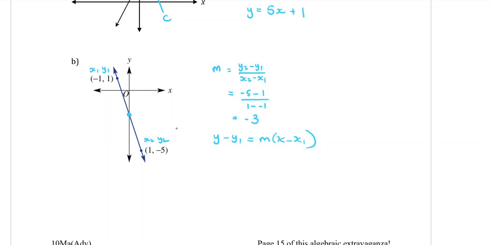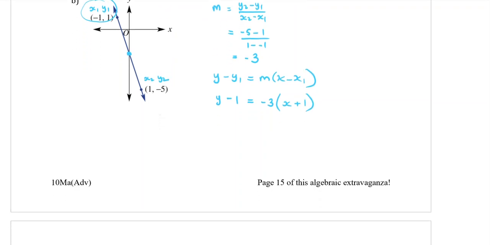Okay, so subbing in, I'll use the same x1 and y1 that I have up here. I'll have y minus y1, which is 1, equals m, which is minus 3, bracket, x minus x1, which is minus 1. So 2 minuses makes that plus 1. Okay, now to get this looking a bit nicer, we're going to expand out the right-hand side, which is negative 3x minus 3, and then the negative 1, we're going to move that across the other side. So y equals minus 3x. When I add 1 to the minus 3, I get negative 2, and that's the equation of my line.